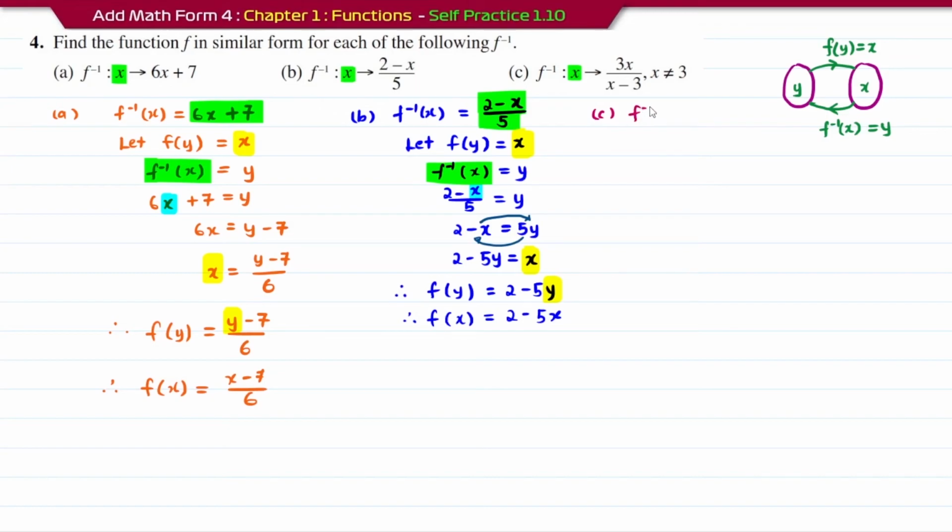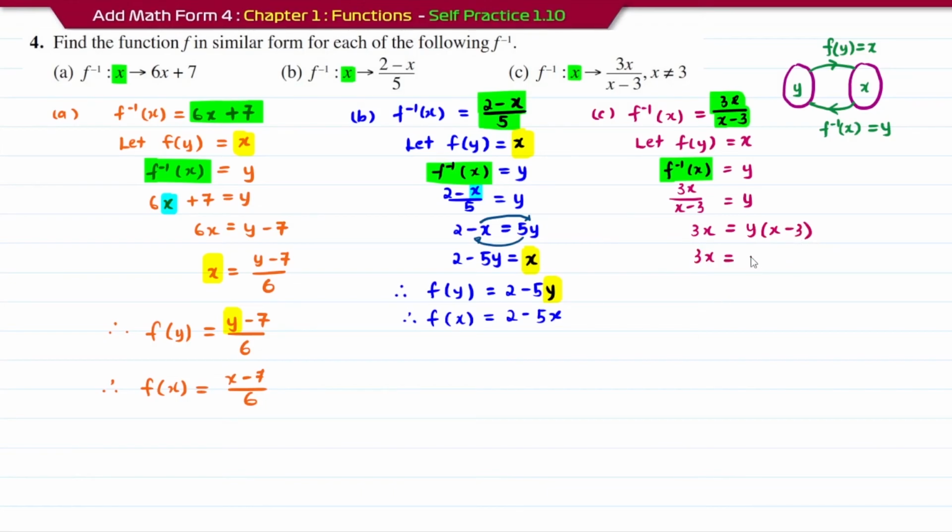Question C. The inverse f of x is equal to 3x over x minus 3. So first, let the f of y equal to x. Therefore, the inverse f of x is equal to y. So the inverse f of x is equal to this. Therefore, 3x over x minus 3 equal to y. So now we're going to let the x become the subject of the formula. So 3x is equal to y multiplied by x minus 3.